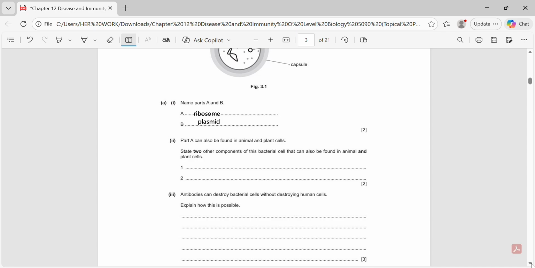It says, state 2 other components of this bacterial cell that can also be found in animal and plant cells. So here, we write cell membrane as one answer, and DNA, the genetic material, as the second answer, because both of these structures are present in bacterial cells as well as in animal and plant cells. Coming on to the next part of this question.